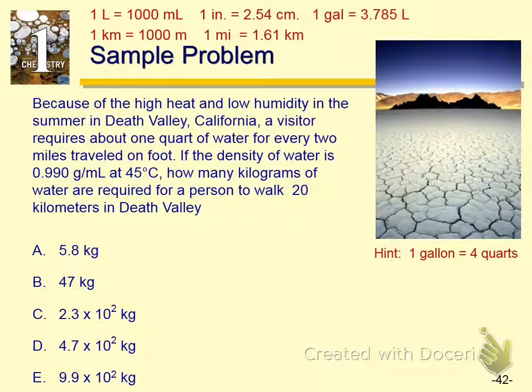Don't start there. Start with what's not part of a conversion factor. So what do we have? Densities here, 0.99 grams per milliliter. That's a conversion factor. Don't start there. 20 kilometers. Okay, that's all by itself. That's where we start.